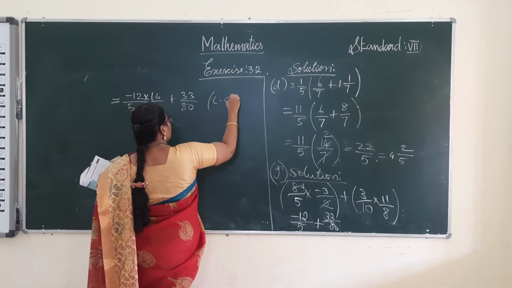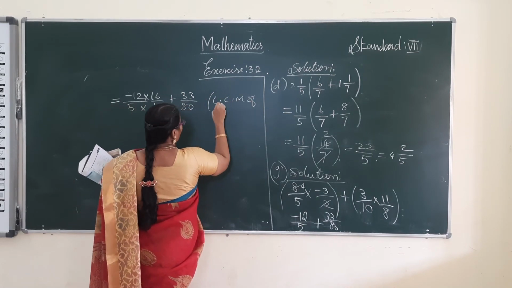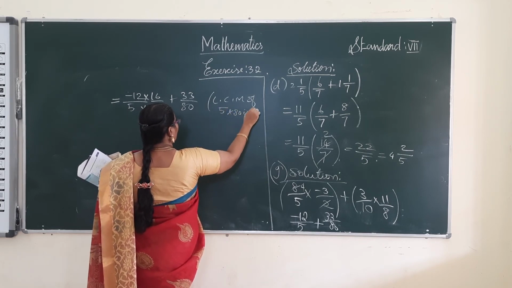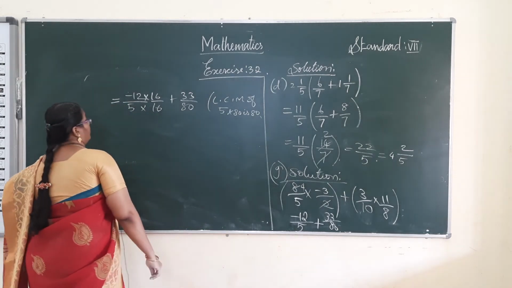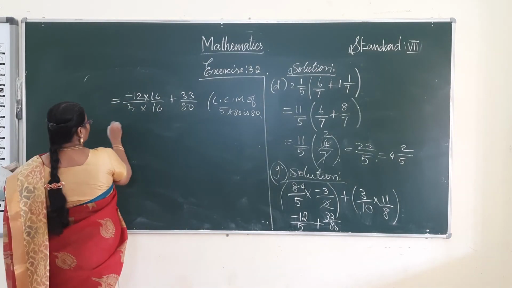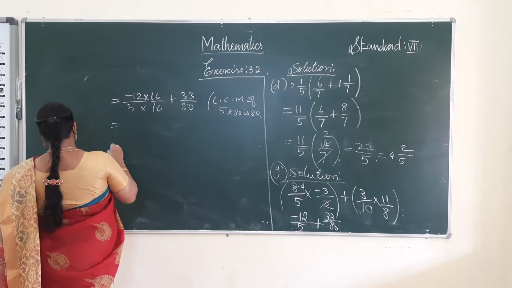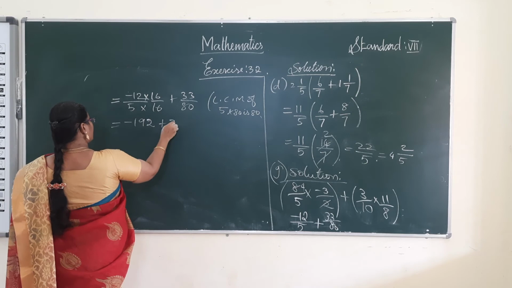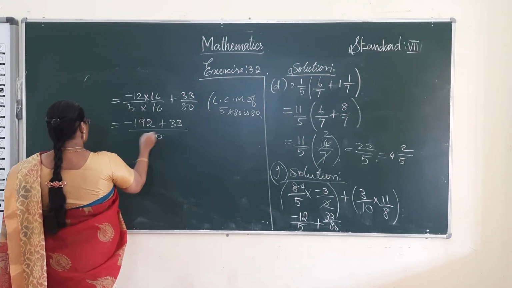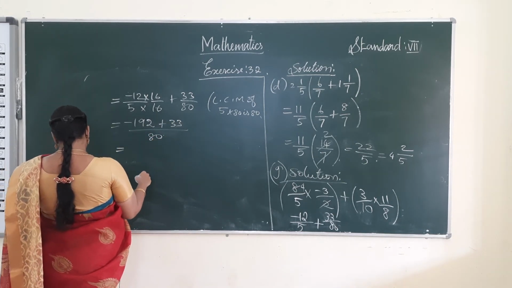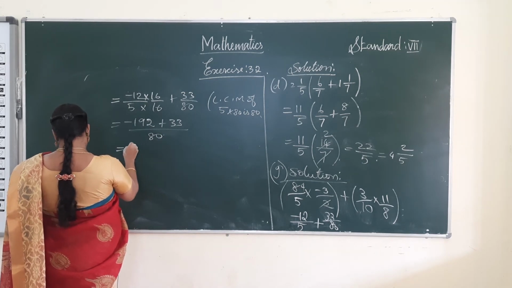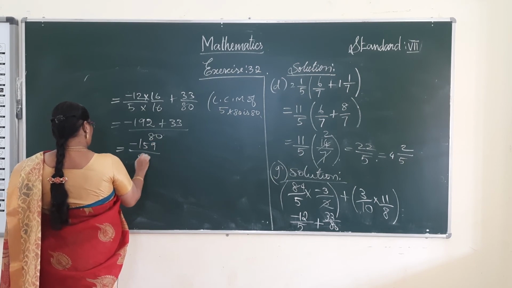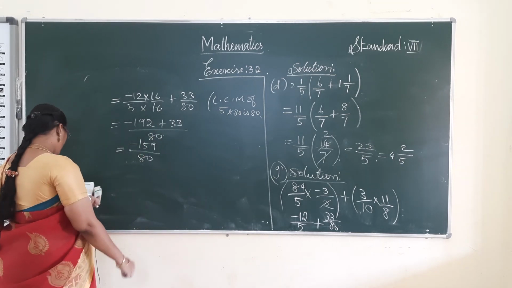So here write the LCM of 5 and 80, which is 80. Now multiply the numerator. 12 16s are -192 plus 33/80. So subtract these two values. What do we get? Minus 159/80.